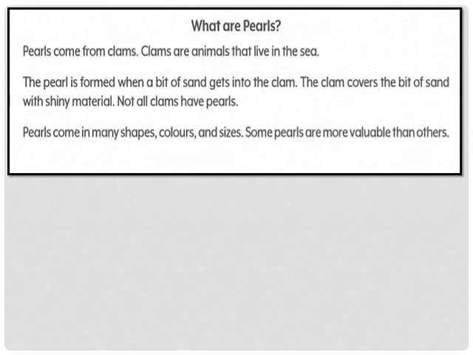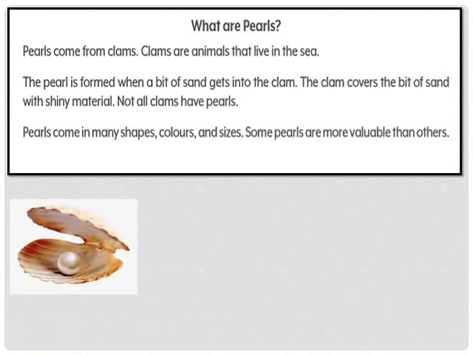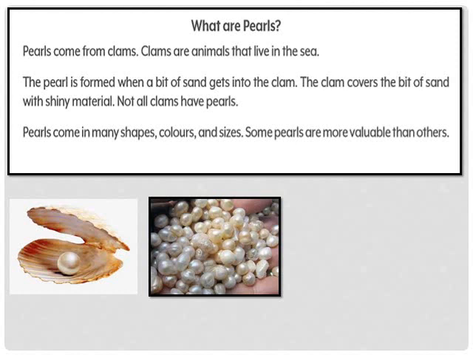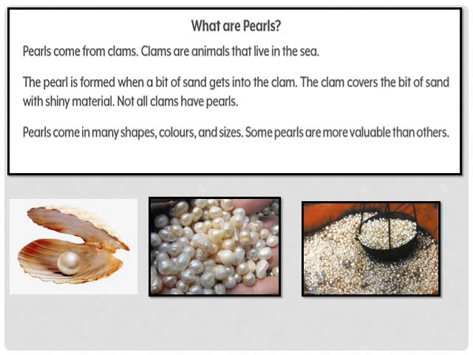And now we need to know more about the pearls. What are pearls? Pearls come from clams. Clams are animals that live in the sea. The pearl is formed when a bit of sand, little sand, gets into the clam. Little amount of sand inside the clam. The clam covers the bit of sand with shiny material. Not all clams have pearls, not all of them, okay? Pearls come in many shapes, colors, and sizes. Some pearls are more valuable, expensive than others.